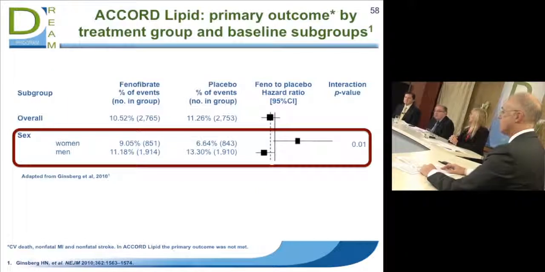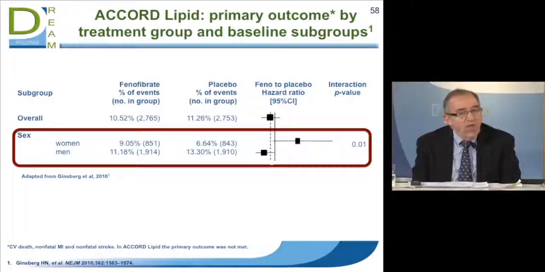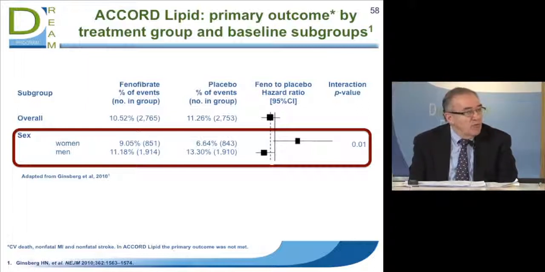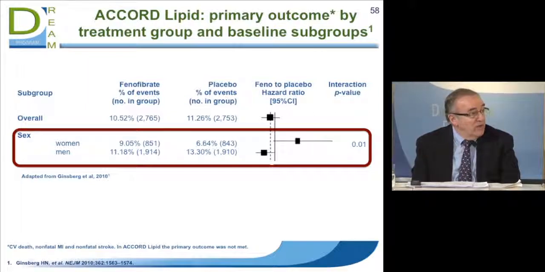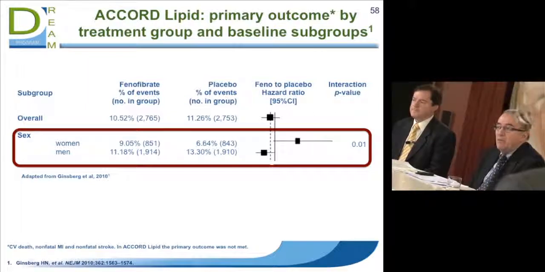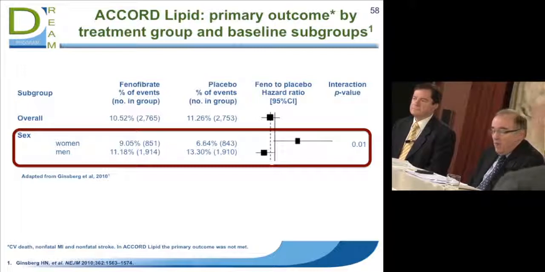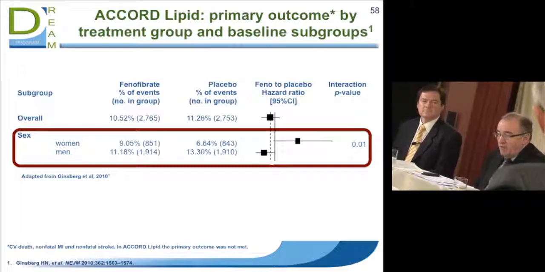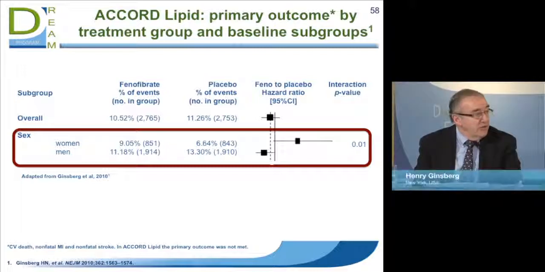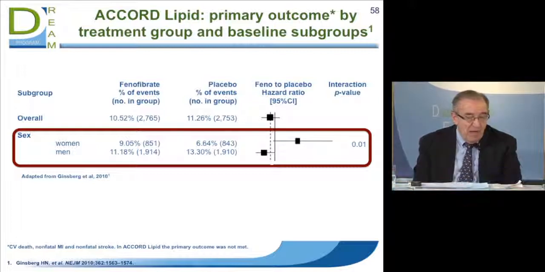Yes, in the subgroup analysis in ACCORD, aside from the dyslipidemic group, the only other subgroup in which we saw an interaction, a difference, was in gender. And men did much better than women. We were surprised by this, but it was clearly a differential outcome. Women on fenofibrate had clearly no benefit and tended toward a bad outcome, whereas the men had a benefit.